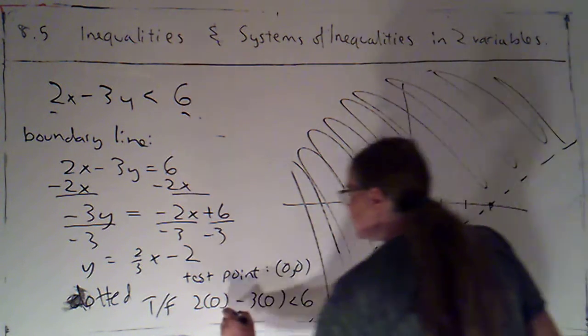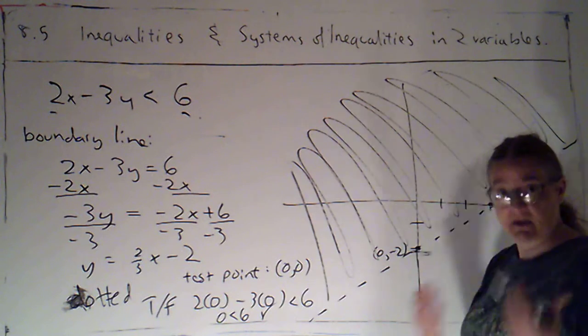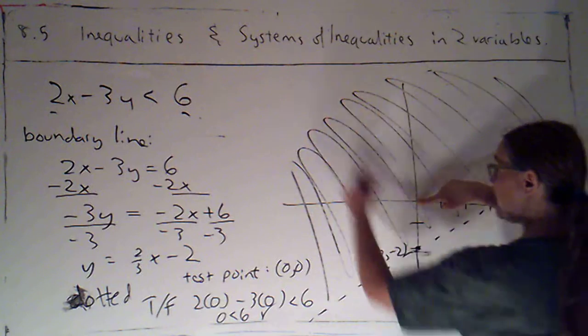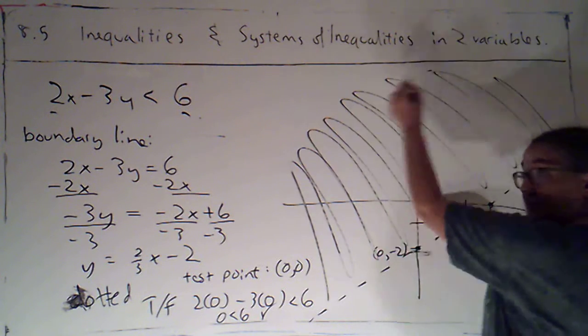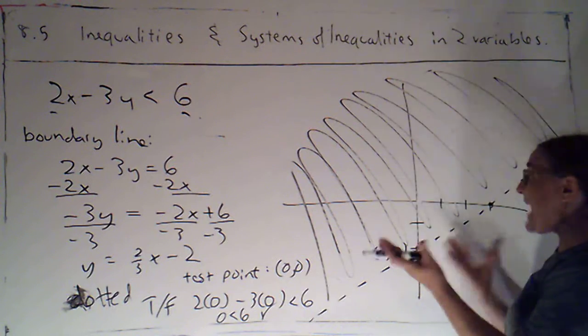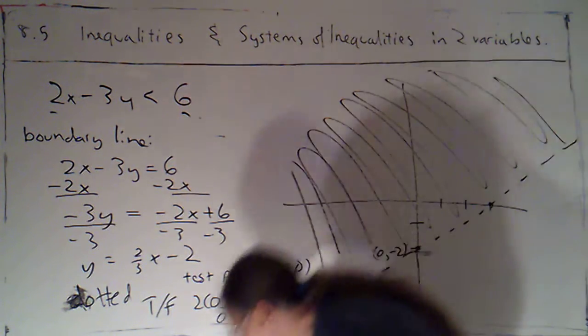So it becomes, is 0 less than 6? And the answer is yes, that is true. 0 is less than 6. So the origin should be on the side that I'm going to shade. Okay. So I get the same graph either way. I just wanted to show you both options.